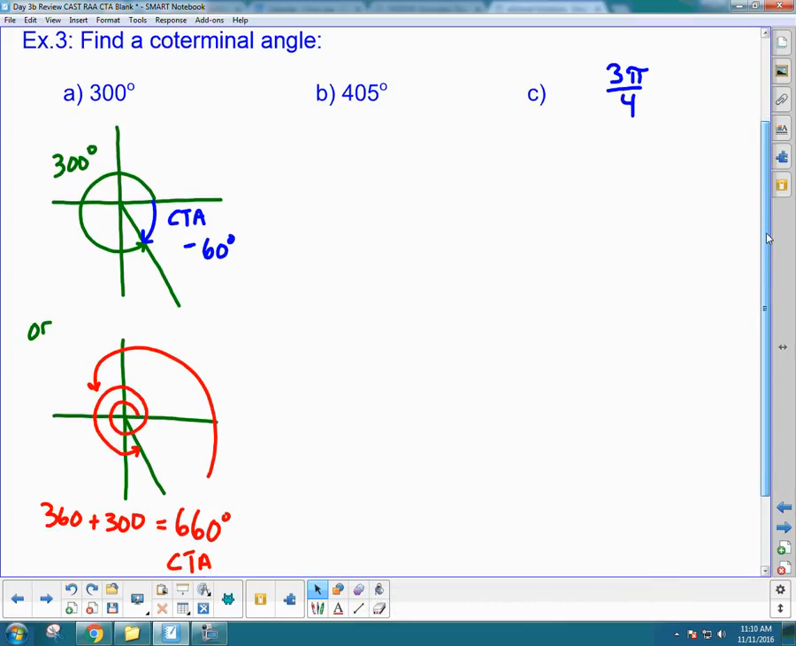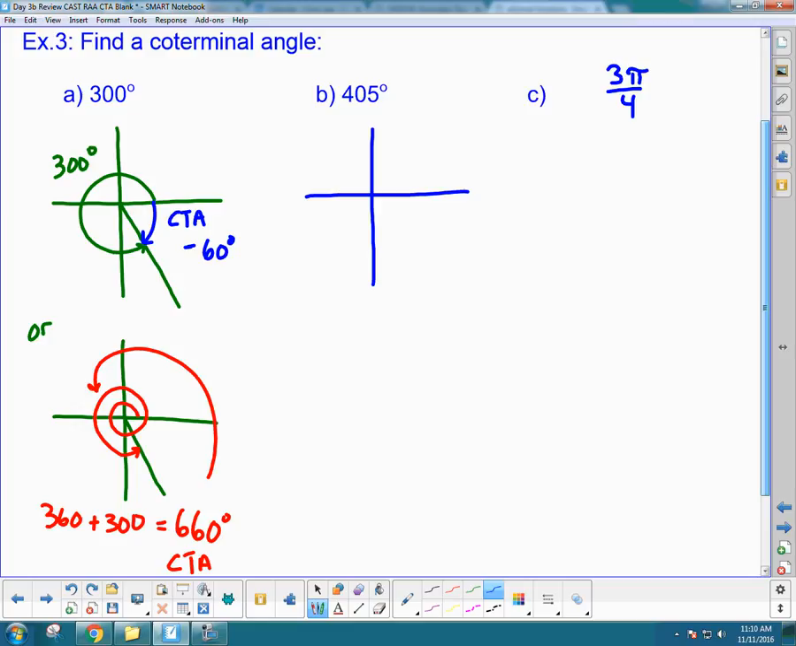So now let's look at B, 405 degrees. Already that's a pretty big angle. So I'm going to draw this guy in blue. 405 degrees is already bigger than a full rotation. And in fact, how much bigger is it? Well, 405 minus 360 is 45 degrees. So I already know it's 45 degrees past 360. If I drew that, I would go full rotation, there's 360 plus an extra 45. And guess what? I'm in quadrant 1 again. This is 405 degrees.